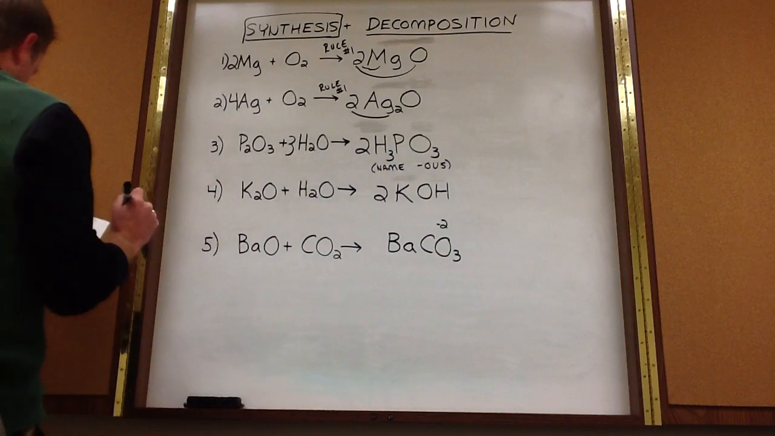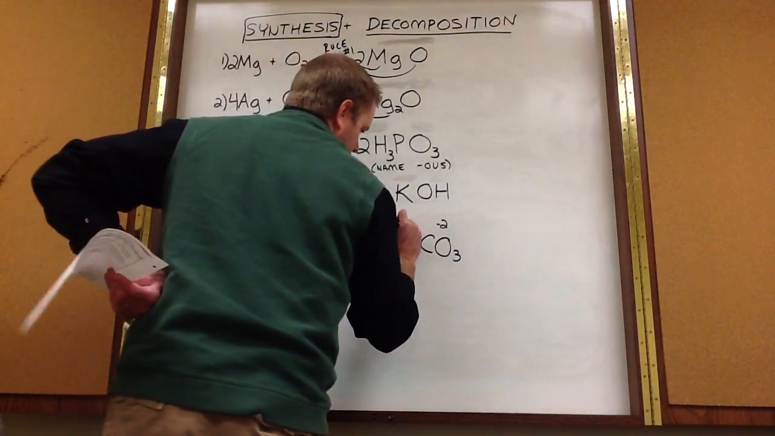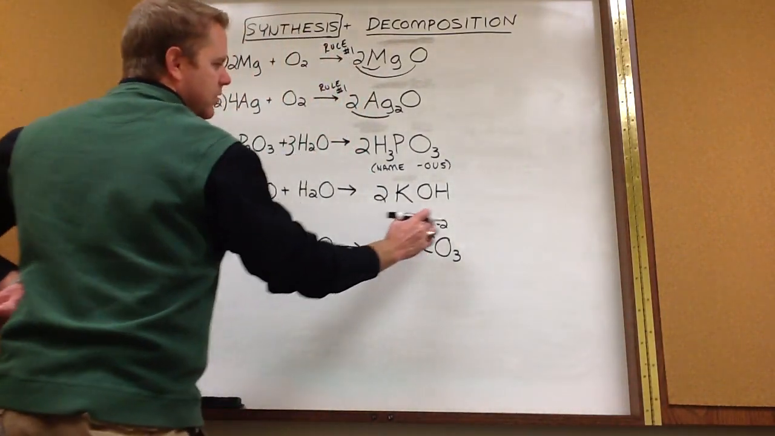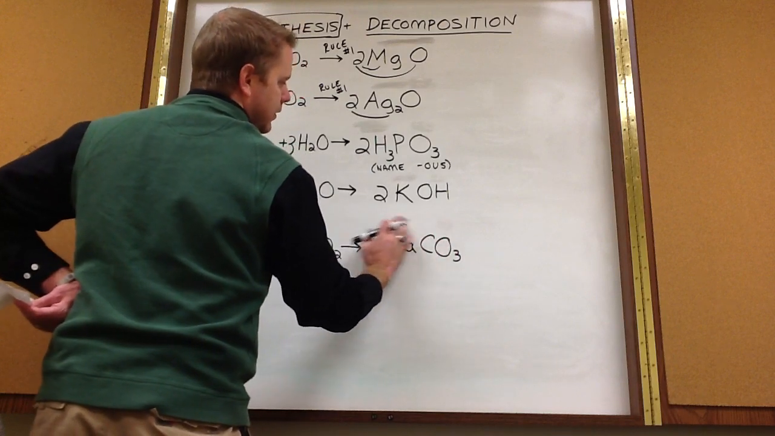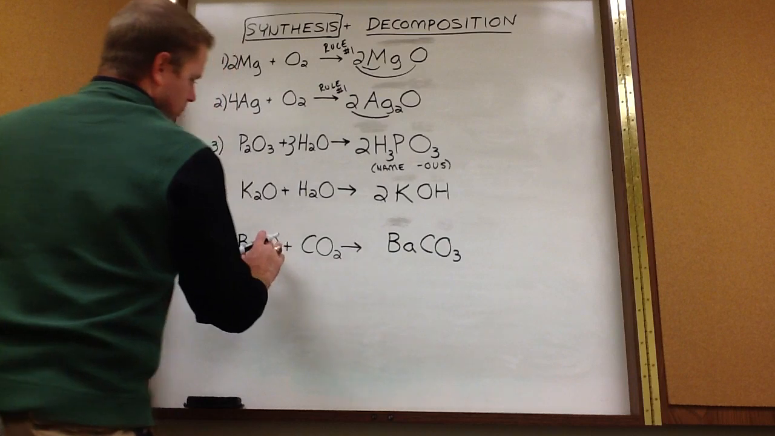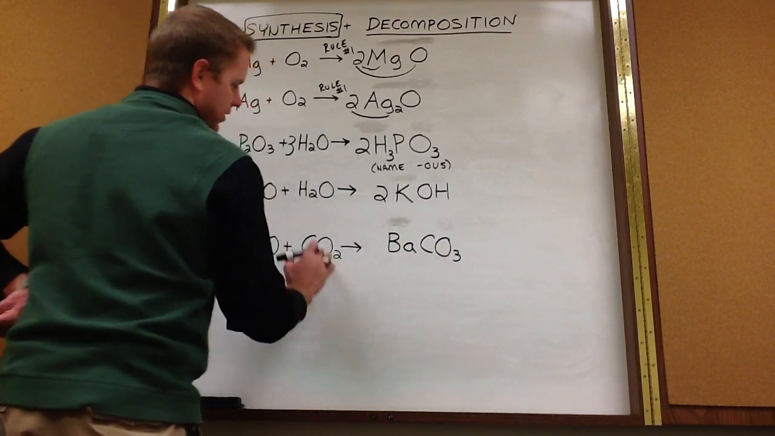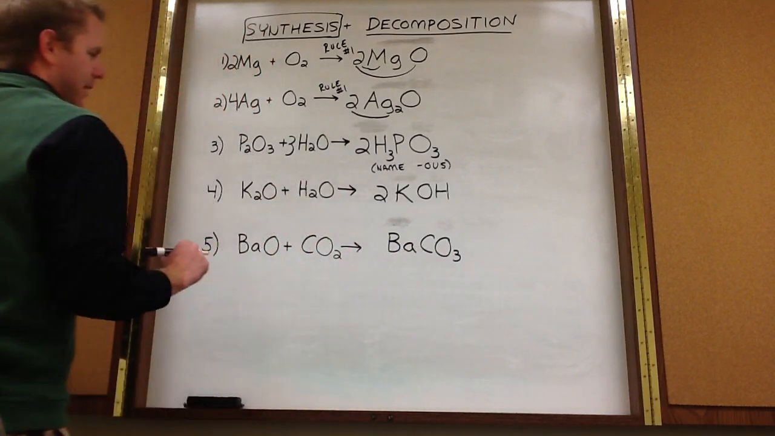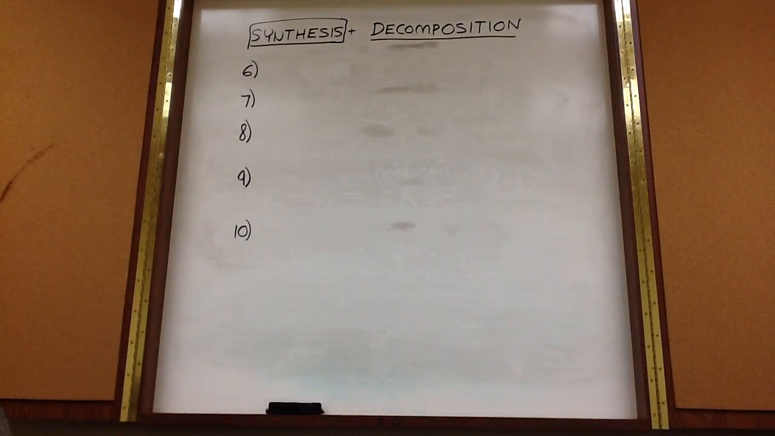Now, the charge on barium is +2. So, +2 minus 2, they cancel each other out. I get rid of those charges just to keep things clean. BaCO3. 1 plus another 2 is 3 oxygens. C, it balances. Alright, there's one more on the synthesis side I want to do for you.